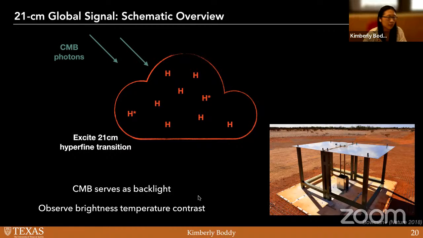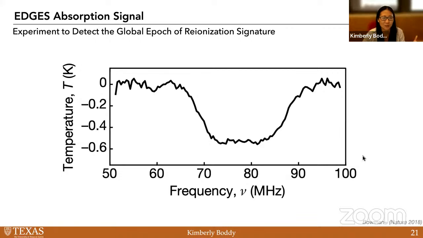Yes. All right. So this table here, this receiver, is the EDGES experiment. It is one of the receivers for EDGES. This is the experiment to detect the global epoch of reionization signature. So this is the absorption that EDGES has seen.